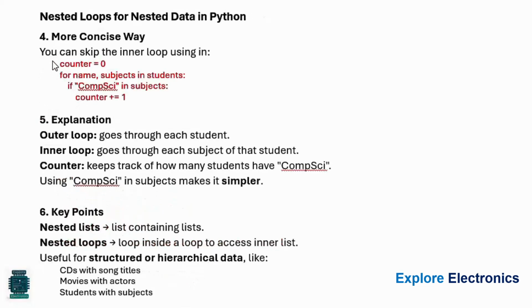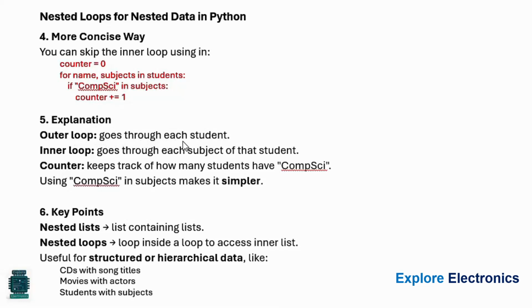Here we have one more way to do that. You can skip the inner loop. Using counter equal to 0, for name, subjects in students, if computer science in subjects, if computer science is there, then counter plus equal to 1. Then it will give the output. Got it? This is also one more easy way.